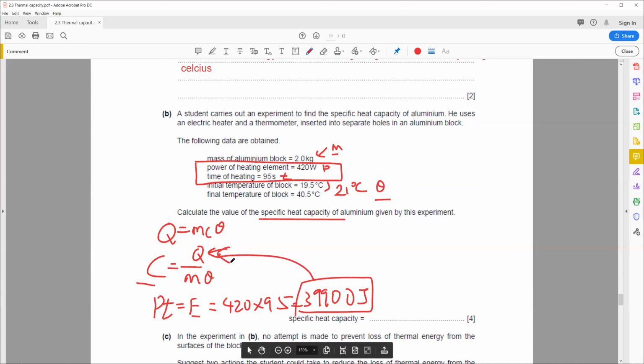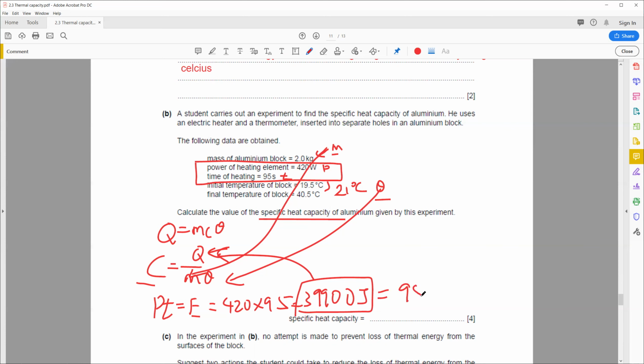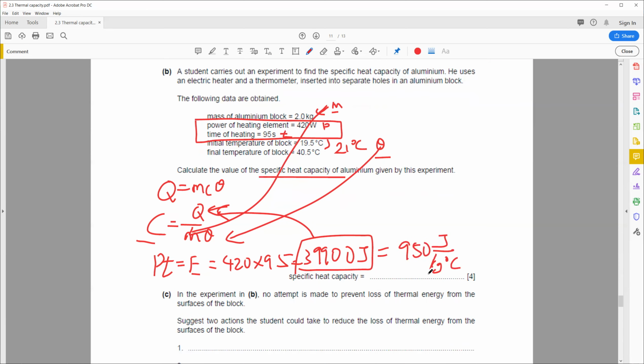From here, I can plug this in, this in, and this in here, and press everything into the calculator. Basically, divide by 2, divide by 21, right? And you'll get exactly 950 joules per kg degree Celsius, guys. Anyone had difficulty doing this question? Anyone can't do this right now? Anyone lost? Anyone having any problem at all?